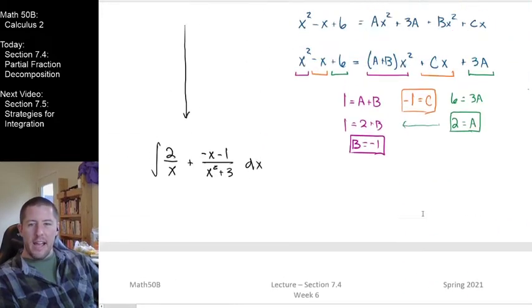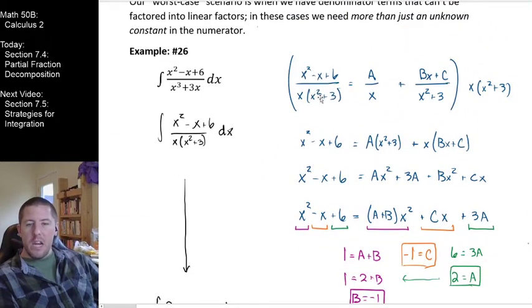So there we go. Strategy-wise here, because we had an irreducible quadratic, we had to use a Bx plus C term instead of just a B up in the numerator.